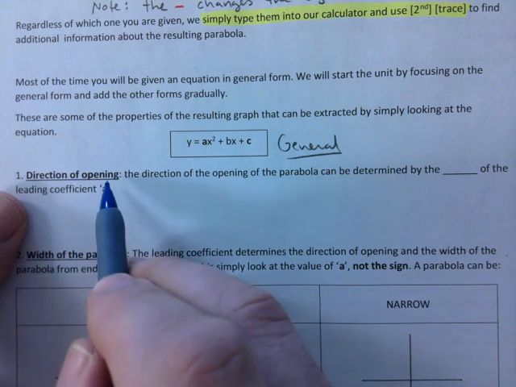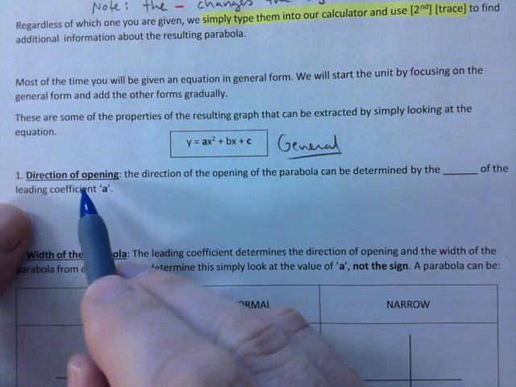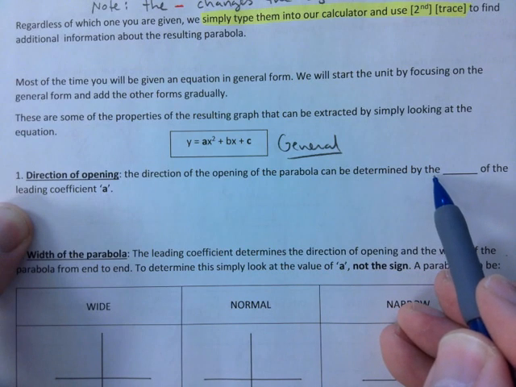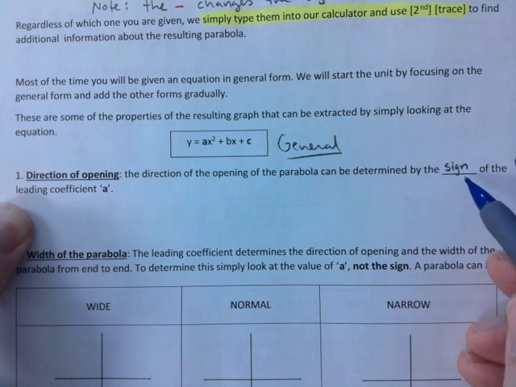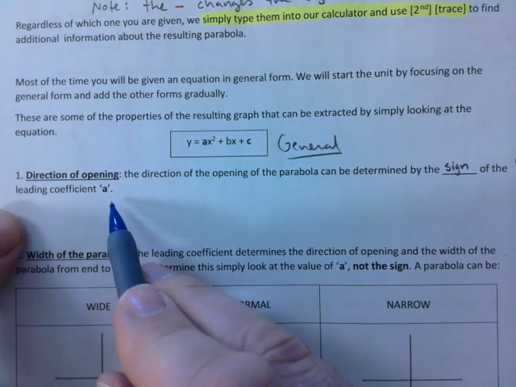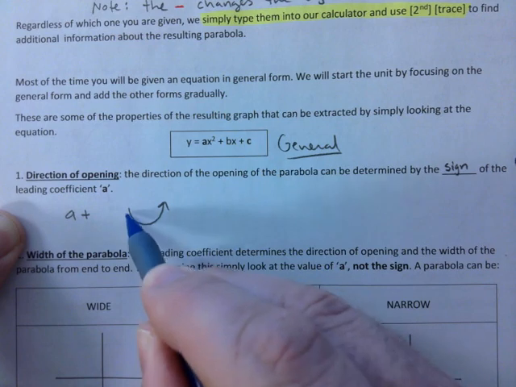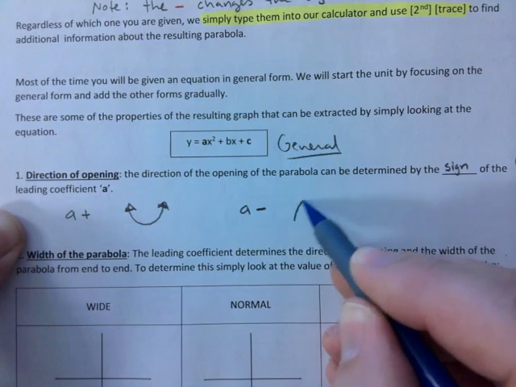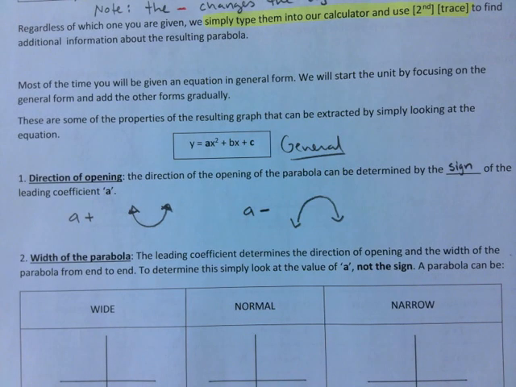We can tell which way it's going to open, guys. And this is very good. You need to be able to predict what it's going to look like to make your jobs easier when you use the calculator. So the direction of the opening of the parabola can be determined by the sign of the leading coefficient a. So if a is positive, then we know for a fact that your parabola will look like this. If a is negative, we know for a fact that it's going to be pointing down. That's it. So just by looking at the equation, you can tell already what's going to happen.